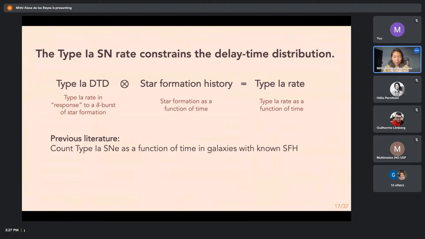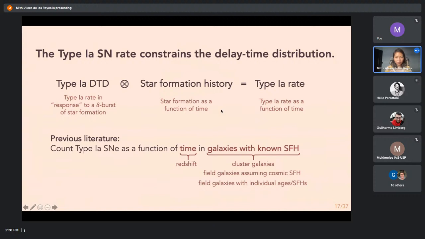So the delay time distribution can't really be measured directly, because it's, again, a response function. What we can instead measure is the rate of type 1a supernovae. The delay time distribution, when you convolve it with the star formation history, gives you the rate of type 1a supernovae. And this has been done multiple times in the literature. People have measured the type 1a rate by counting type 1a supernovae as a function of time in galaxies where we know something about the star formation history.